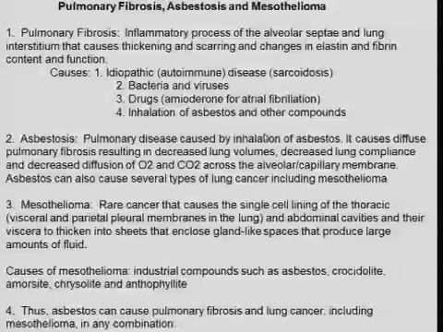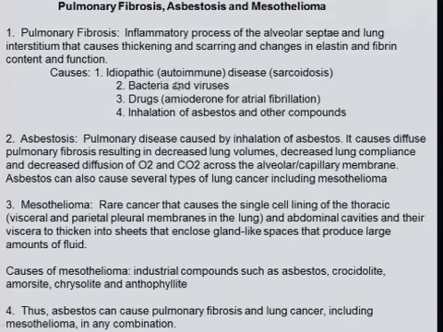So let's go back and talk a little more about pulmonary fibrosis. Remember, I said pulmonary fibrosis can be caused by a variety of different aspects. We can look at pulmonary fibrosis. It's basically any type of inflammatory process in the alveolar septae and lung interstitium that causes thickening and scarring and changes in elastin and fibrin content and function.